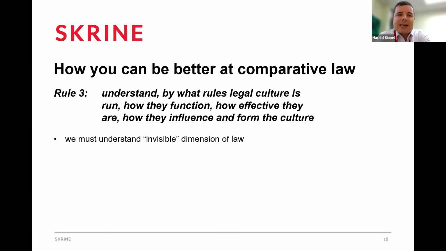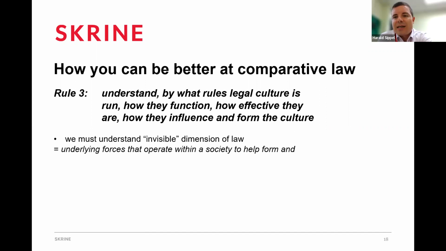For instance, the article says we must understand the invisible dimensions of law. That is, the underlying forces that operate within a society to help form and influence law and give it substance. What do I mean by that? For instance, I'm quite sure in Indonesia, as in any other country of the world, there are some strong groups that may have power and influence on the lawmakers. They do lobbying, as we say.